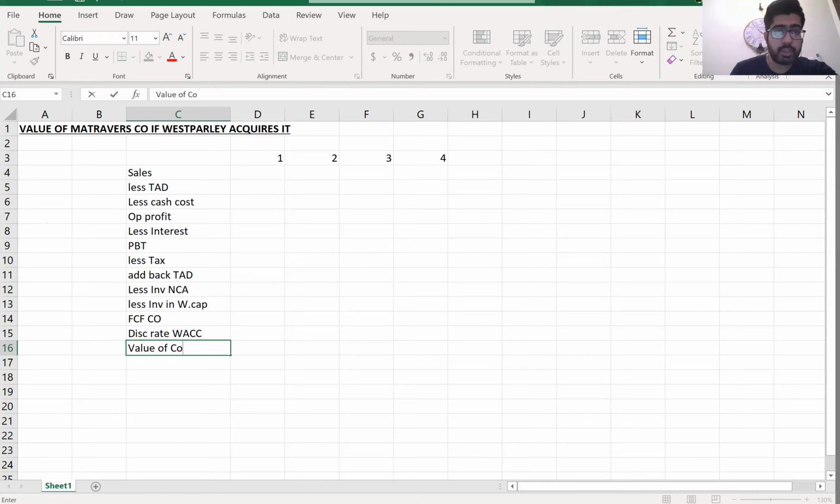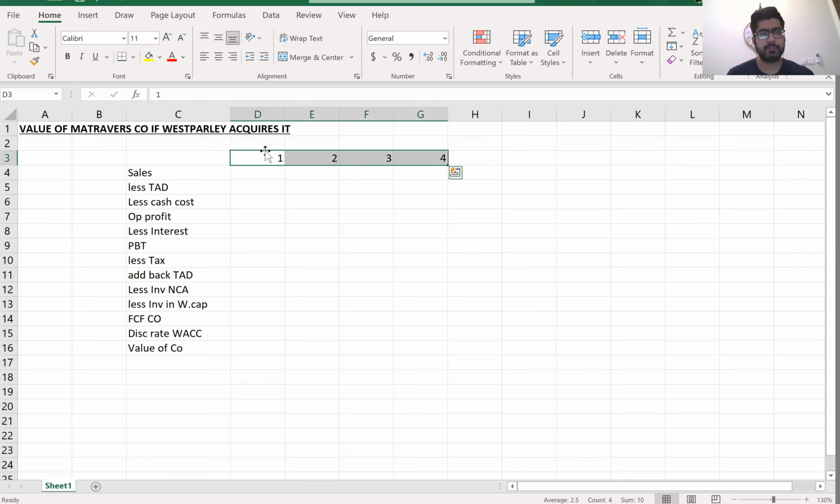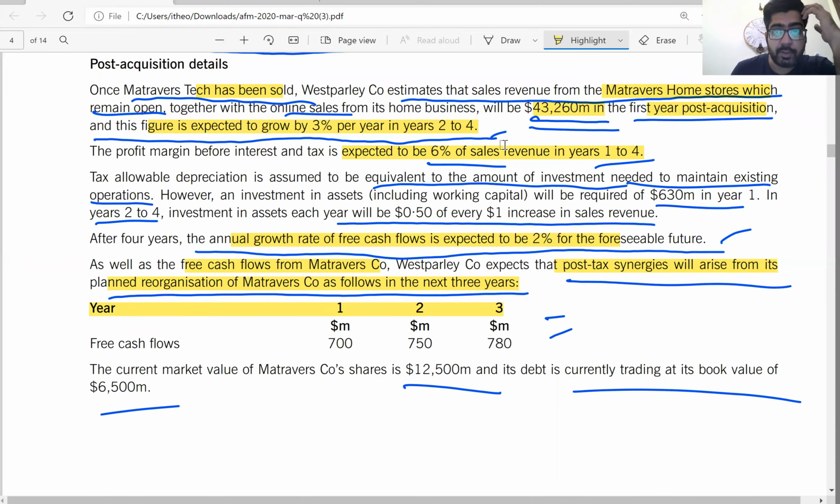So since K is also given, if you want to use FCF to equity, you can mention an assumption and write, but if WACC is given, it's better to use FCF to firm. So let's start. If WESTPARLEY acquires Matterverse company, additional value will be created. So firstly, if they acquire, what value they will get. If they acquire, revenue will be 43260 million in the first year, and then 3% growth per year.